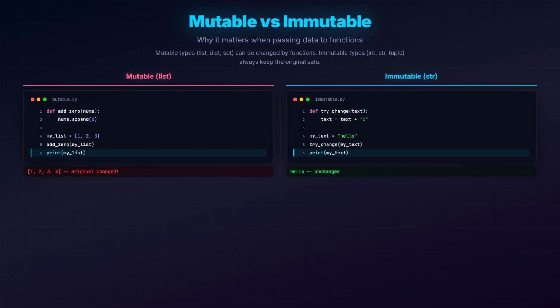On the left, we pass a list into a function that appends 0 to it. After the function returns, the original list has changed. It now contains 1, 2, 3, 0. The function modified the original. On the right, we pass a string into a function that tries to change it, but after the function returns, the original string is unchanged. With immutable types, the original is always safe. This distinction affects how you write functions and how you think about data flow in your programs.